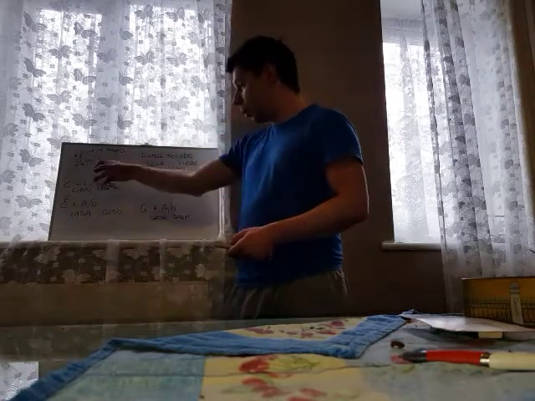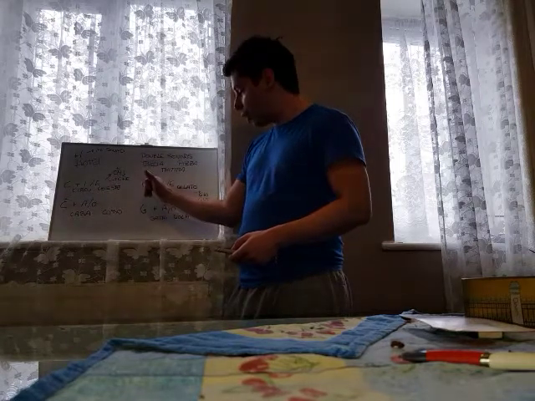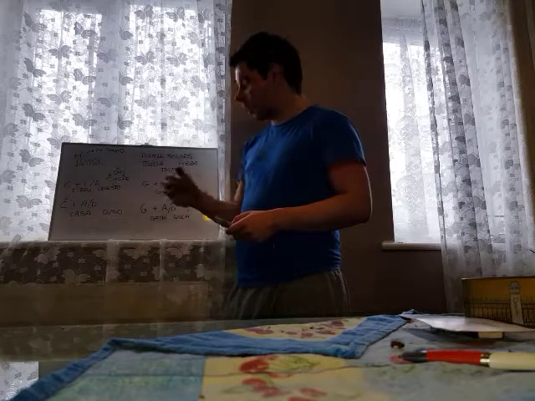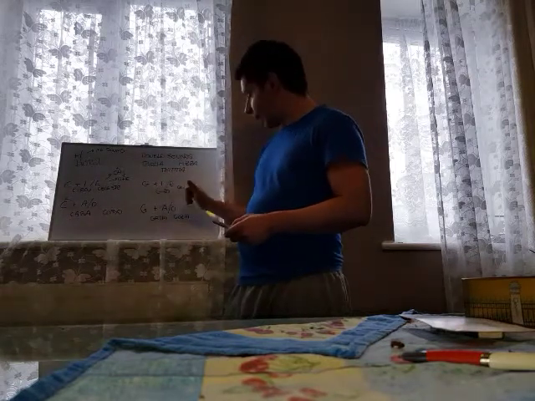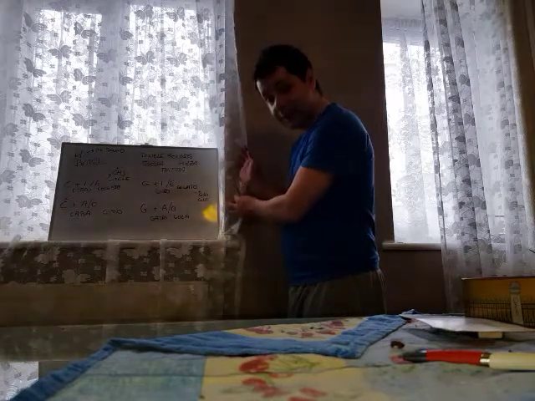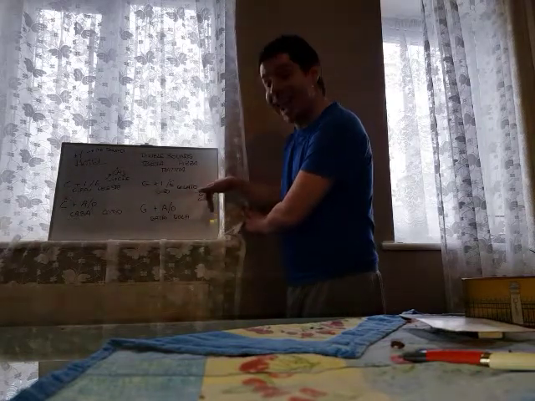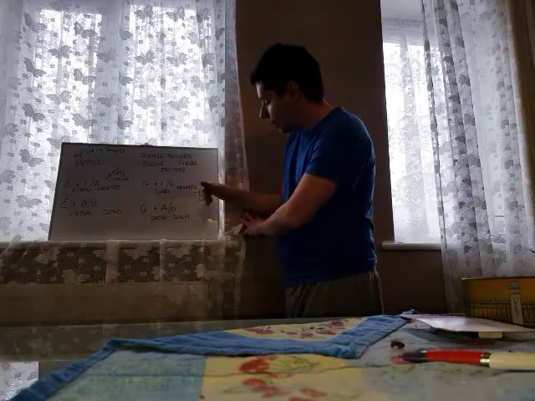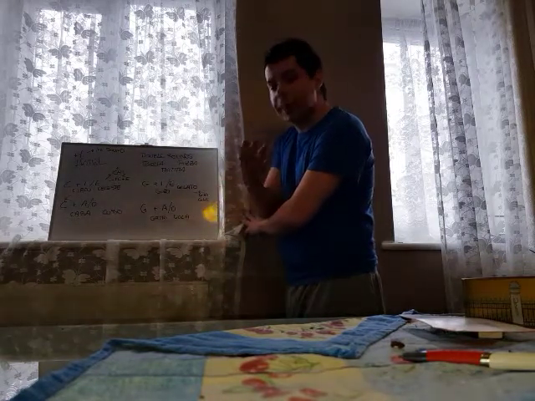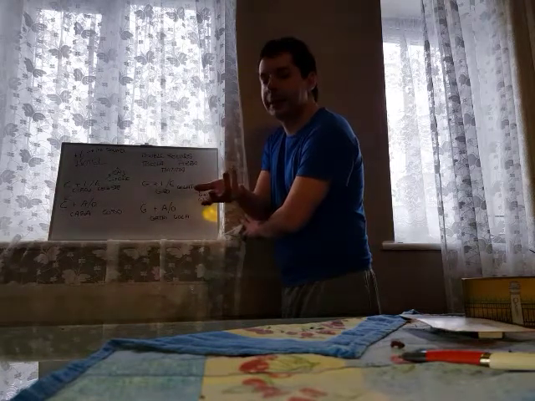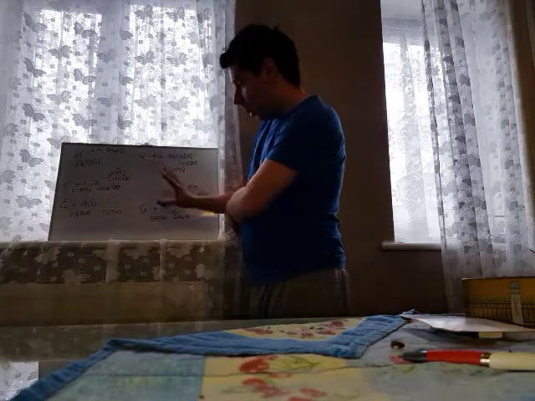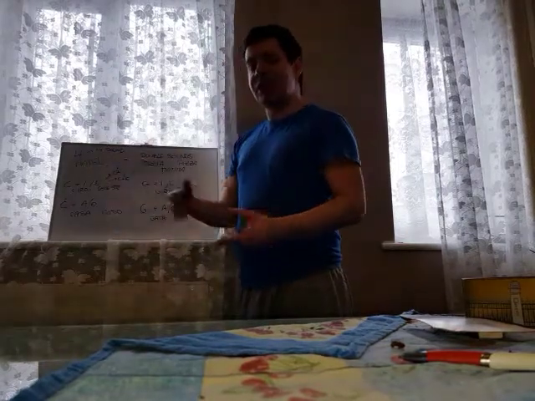The same rule applies for G. So if G is followed by E or I, it has a soft sound. So giro, gelato. But if I need to make a stronger sound, sorry for the curtains, I need the letter H. And I put G-H-I, G-H-E, and it would be ghi, ghe. Okay, so H is not useless.